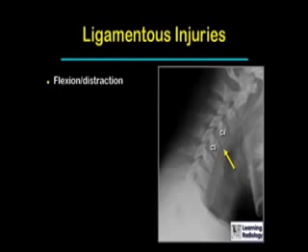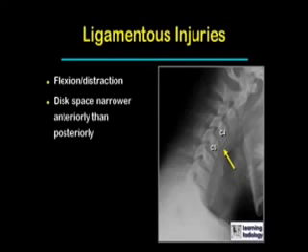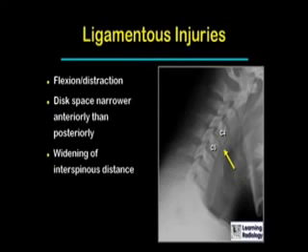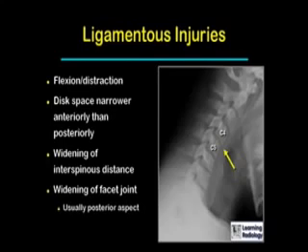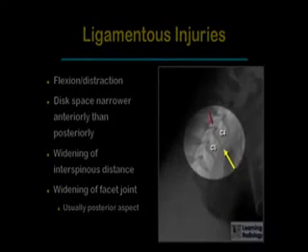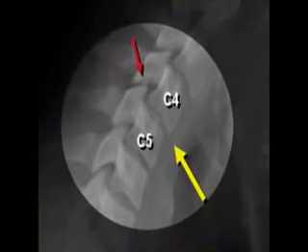Ligamentous injuries usually are produced by a combination of flexion and distraction. The disc space may be narrower anteriorly than posteriorly. There may be widening of the distance between the spinous processes, and there may be widening of the facet joint, especially posteriorly. The ligaments that are injured are the posterior ligamentous complex.